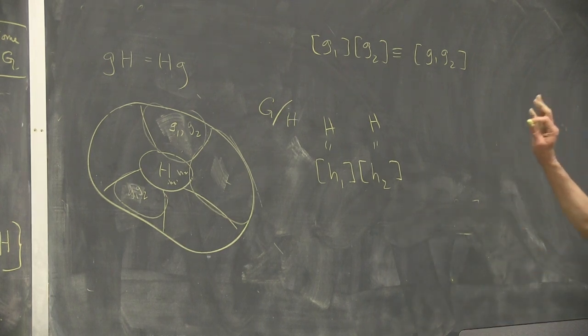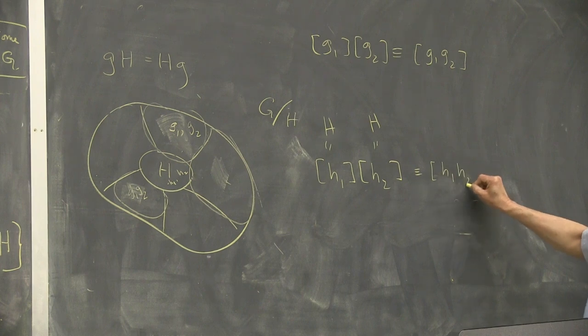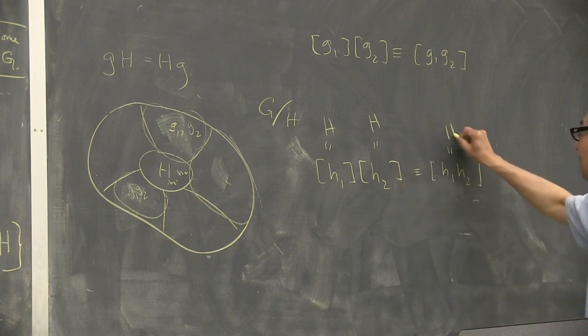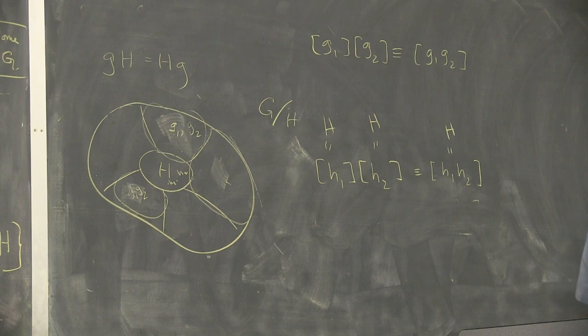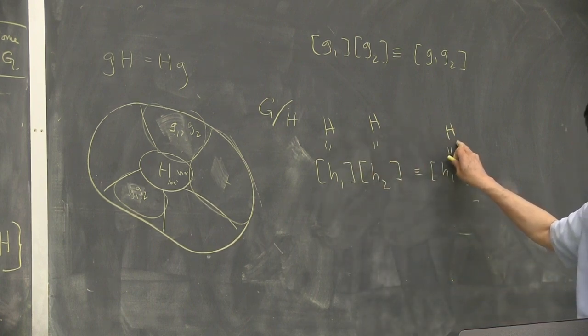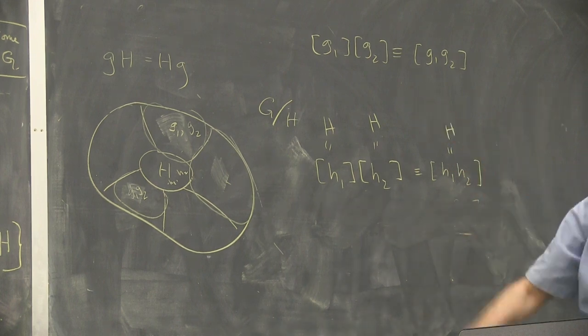Now, according to this definition, this equals what? The bracket of h1h2. So where does h1h2 sit? Inside big H. So therefore, this is also big H. So you have big H multiplied by big H gives you big H. So this already gives you a hint that big H itself is the identity element in the quotient group.